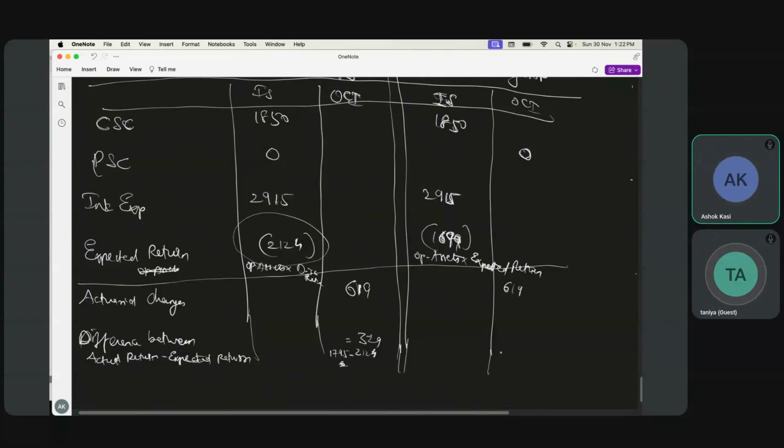And here, 1795 minus expected return 1699 is 96. And here it is a positive number, so I will write it negatively. Okay, now you calculate all this.